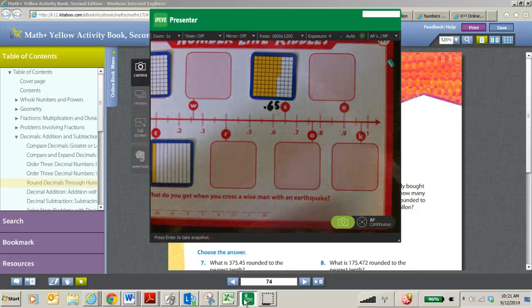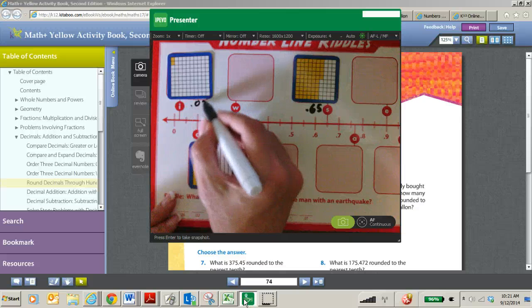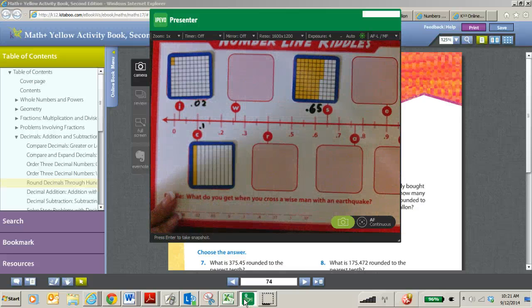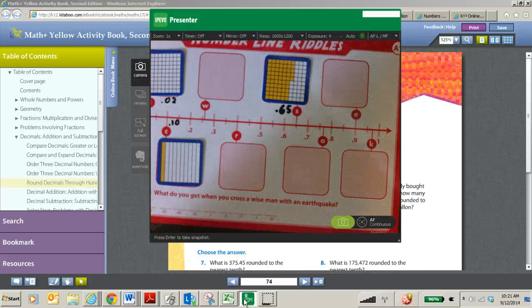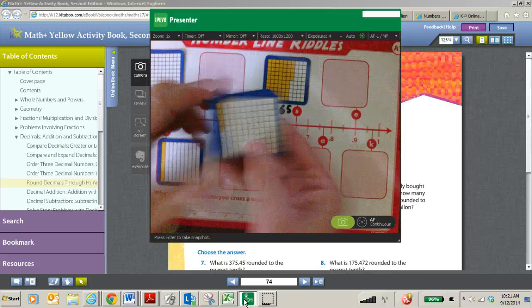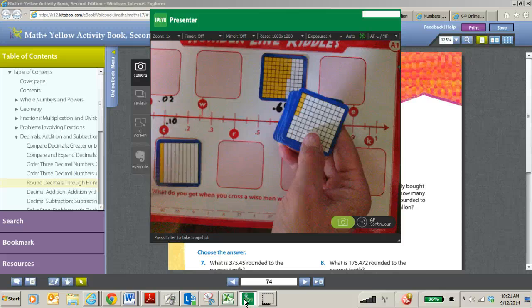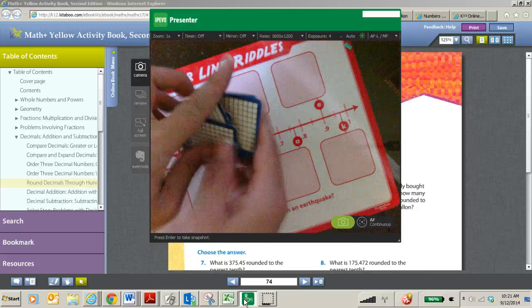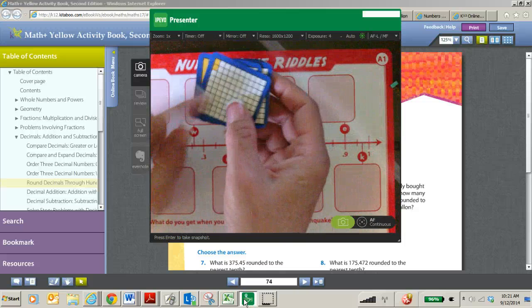65 hundredths. This would be written as 2 hundredths. This would be written as 1/10, or we could say 10 hundredths. So again, things like this are going to make math meaningful and fun and engaging. So encourage your child to get out those manipulatives and color in some frames.